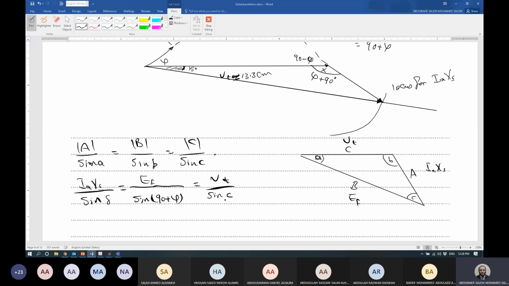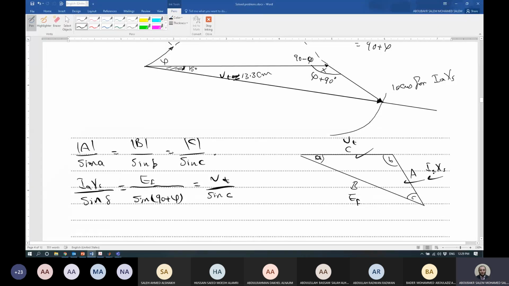Now what is given here in our problem? IAXS you have it. So you have this length. You have this length as well. And you have this angle. So we can use this angle with this length, and use this length to get this angle. Is it right? And if you got this angle, you can easily calculate the angle B and get phi and the power factor. If you could get phi and the power factor, so you have now the power factor with the current.